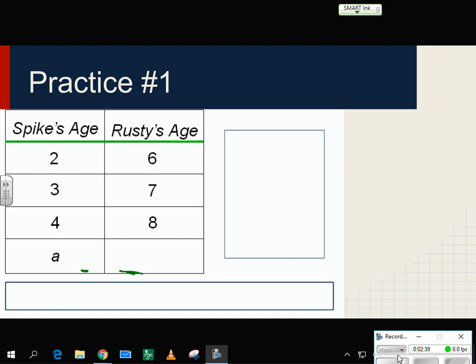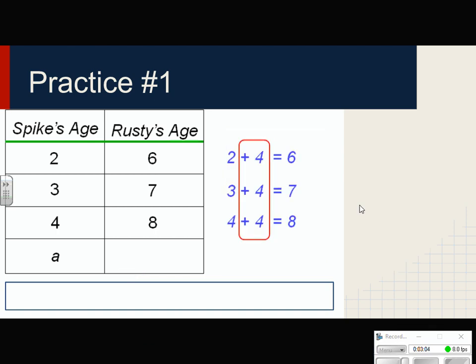Do you see a pattern how to get from 2 to 6? Well, you can either do 2 times 3, which gets you 6. You could do 2 plus 4 and get you 6. You can't really do any subtraction because it's a larger number. And you can't really divide to be able to get to 6. So what you did see, though, is that if you add 4 to every single one, you end up with the right answer for Rusty's age.